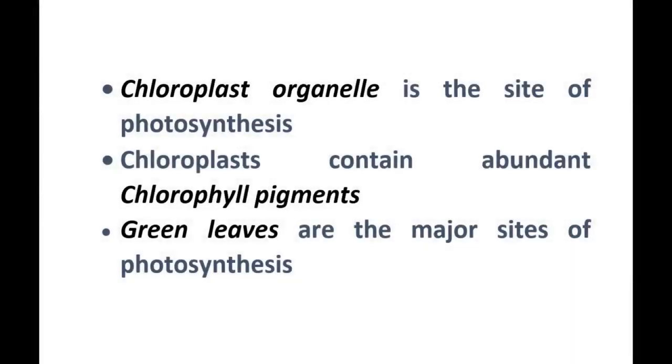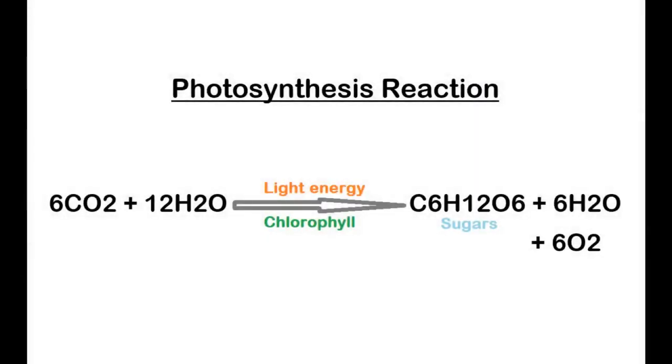Photosynthesis takes place inside cellular organelles called chloroplasts, which contain abundant photosynthetic pigments called chlorophyll. Chloroplasts are found in abundance in green leaves and are therefore the major site of photosynthesis in plants. Gaseous oxygen is a major byproduct of the process of photosynthesis. The chemical reactions that take place in this process may be summarized as follows.